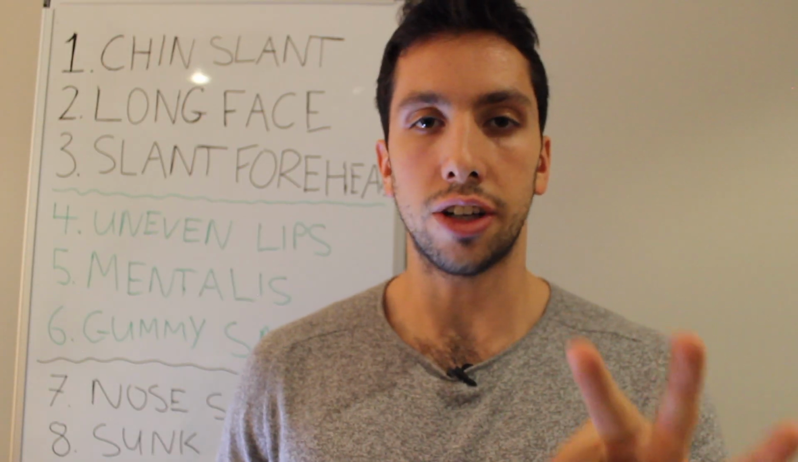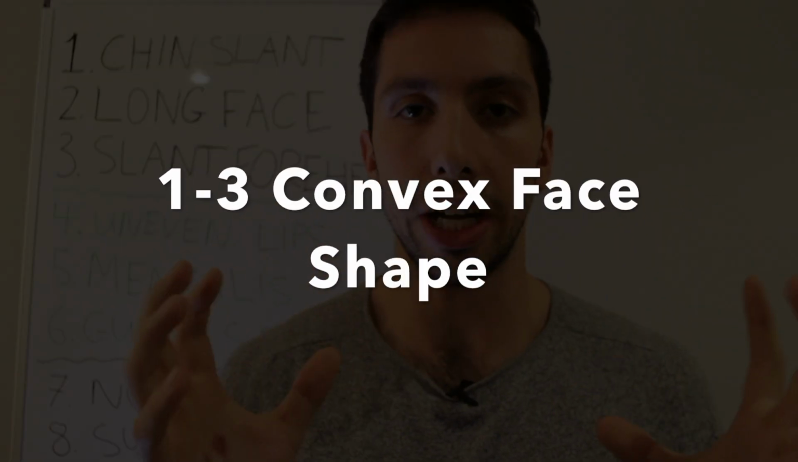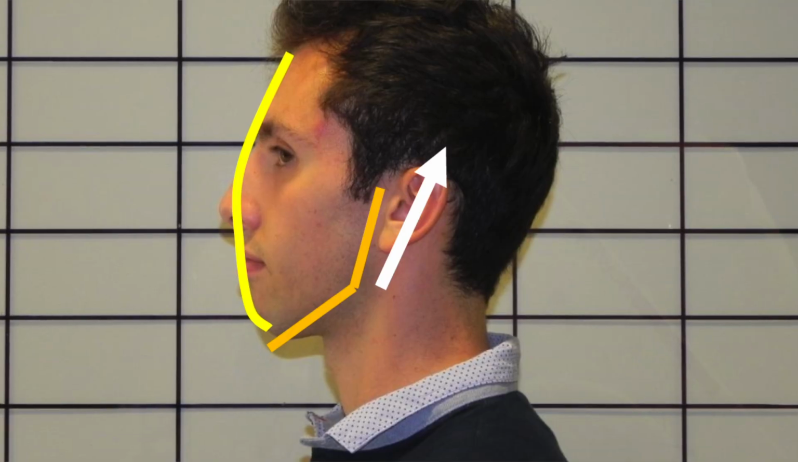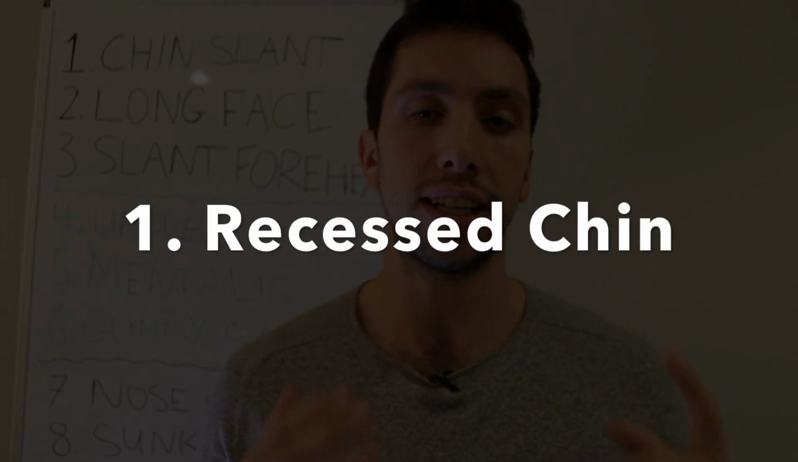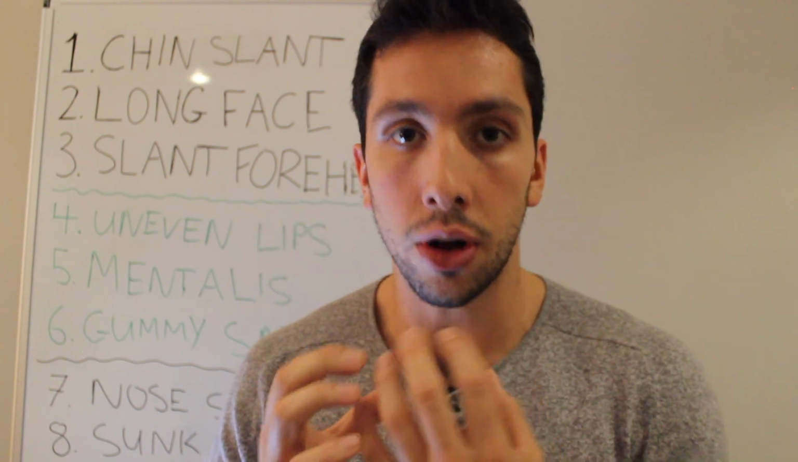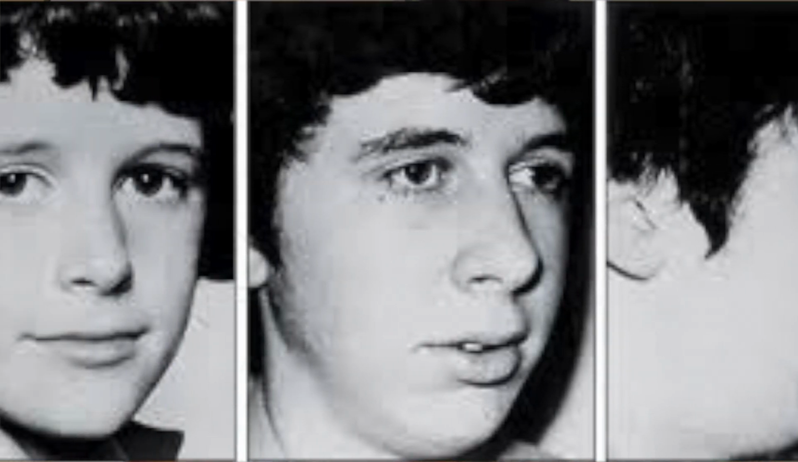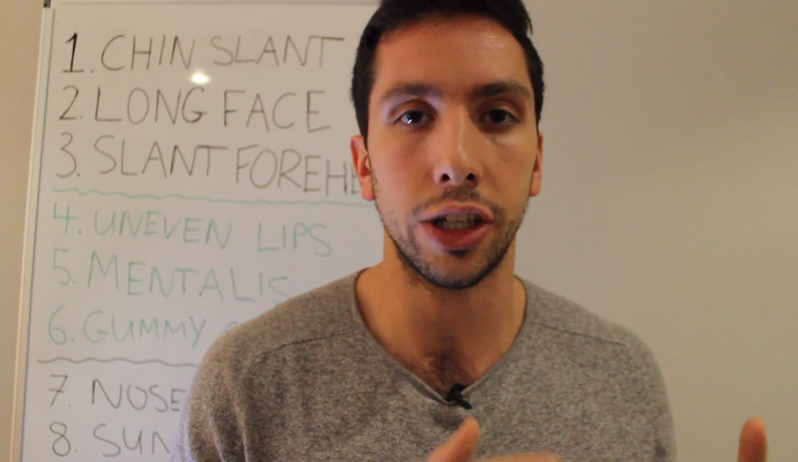The first three features I'm going to talk about fall under the same umbrella, which is convex face shape. Basically a face that has a convex shape like this. The first of those things is going to be a recessed chin, or your chin slanting backwards. The reason that this happens is because when your tongue is not on the roof of your mouth, your jaw drops down. When this happens, your jaw also drops backwards. You can imagine there's more space between your tongue and your upper palate. Now that your jaw has fallen down and back, your chin is going to be behind your mid-face.